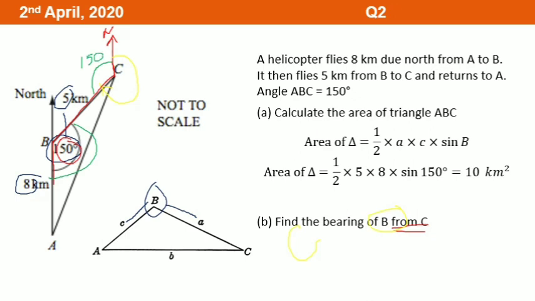So a full circle will be 360, right? And then this 150 is not included. So the bearing will be 360 minus 150, which is how many degrees? 210 degrees.